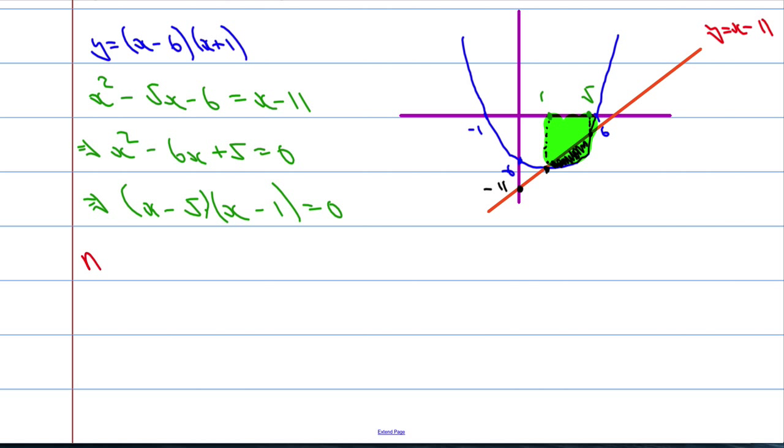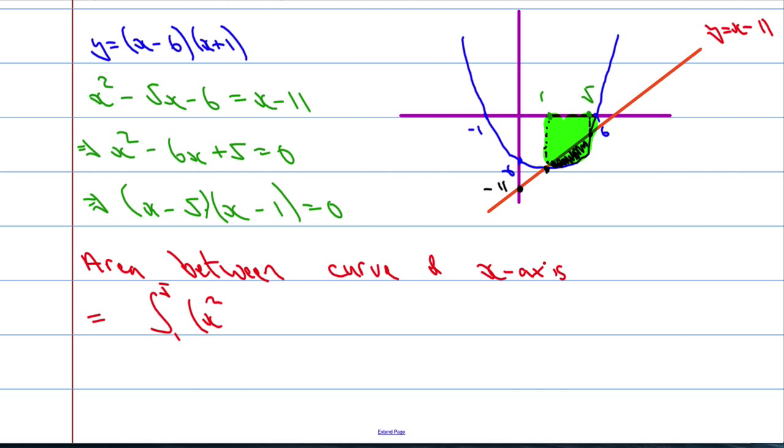So, area between the curve and x-axis equals, that's going to be the integral between 1 and 5 of the function, which is x squared minus 5x minus 6. We integrate that with respect to x.